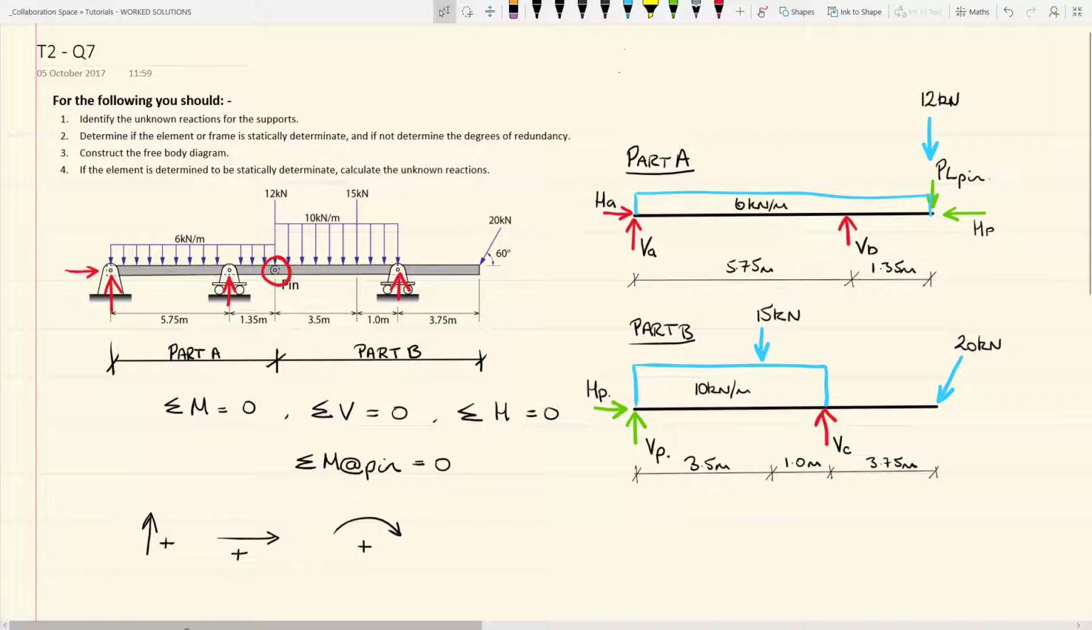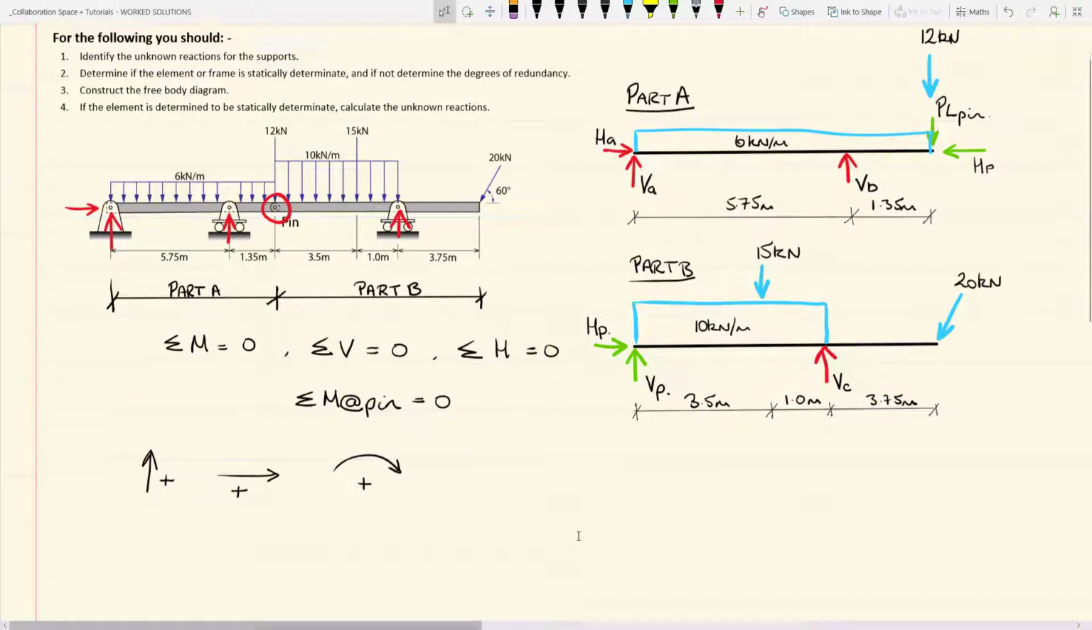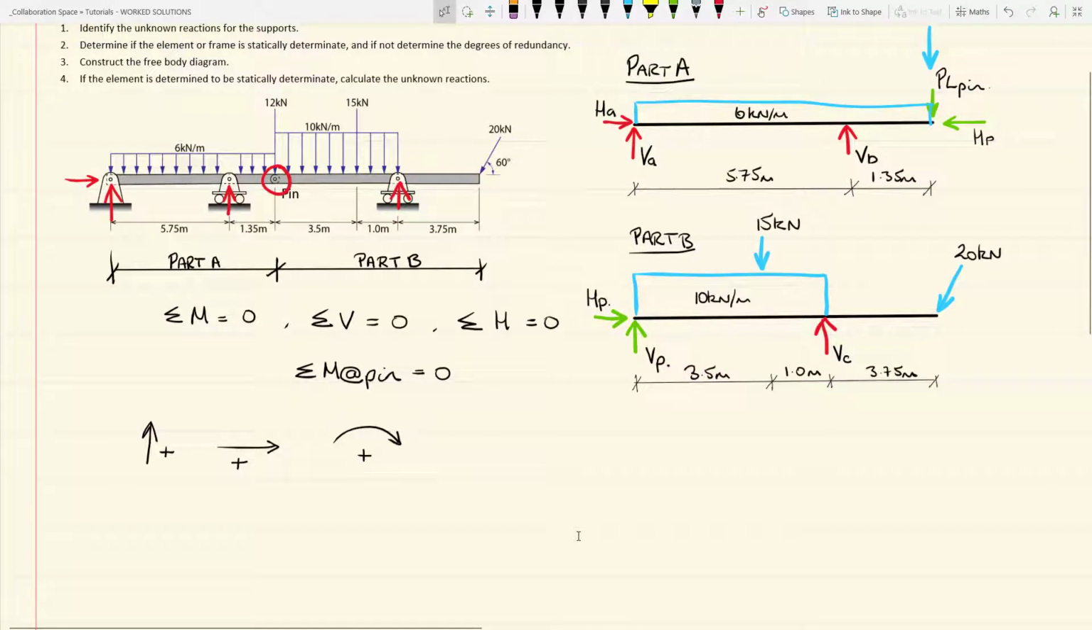So taking part B to start off with, and the reason we consider part B is that part A has a point load to the end of it. We have to calculate the vertical reaction of the pin first, because that is applied to part A of the beam. So taking part B, firstly we need to resolve the inclined point load to the end of the cantilever. So we need to resolve it into its vertical and horizontal components.